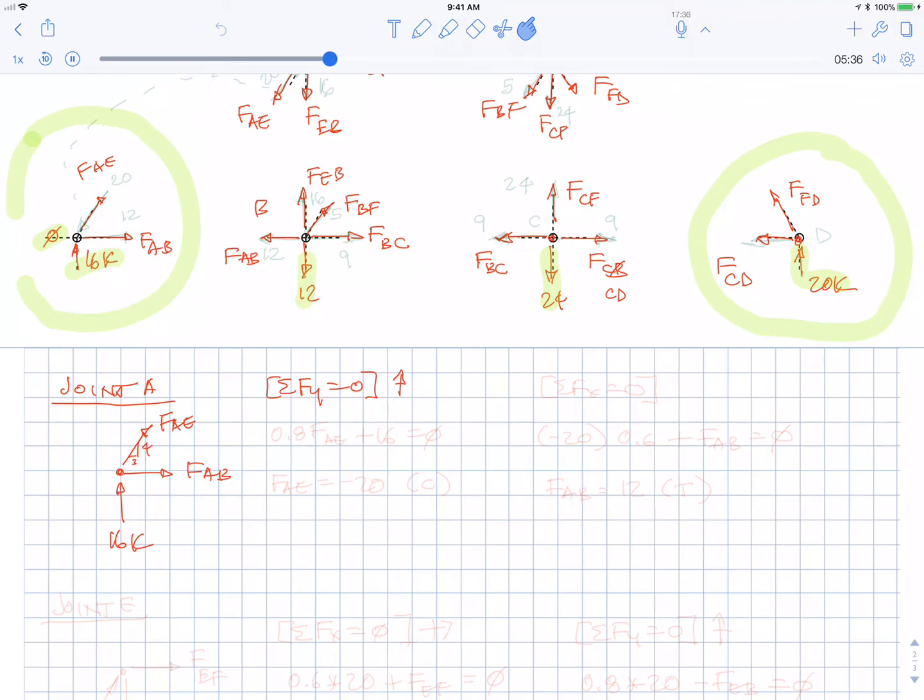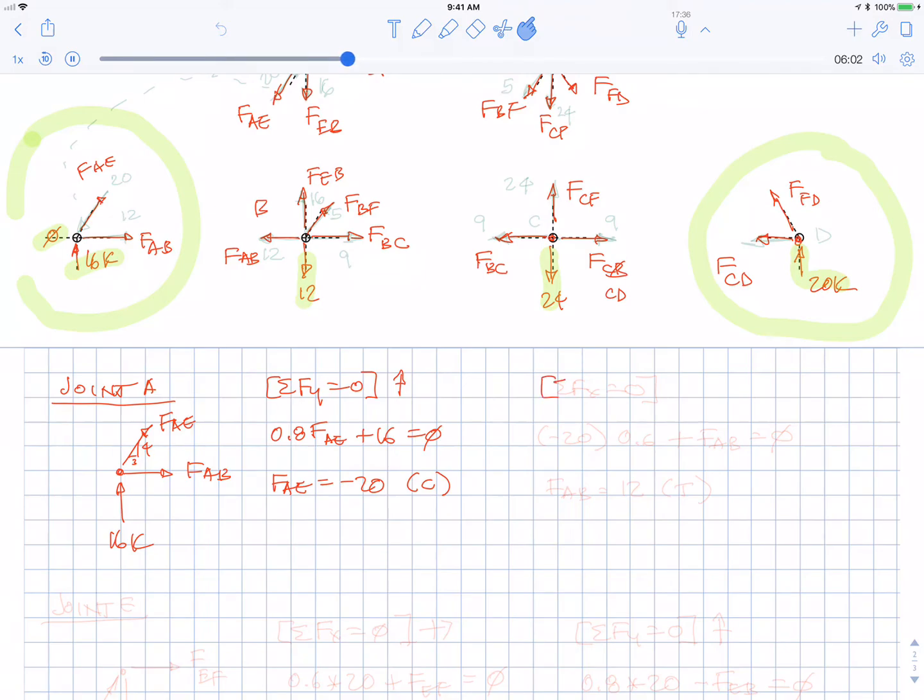So the y component is 4/5 or 0.8. So 0.8 FAE plus 16 equals 0. That means FAE is minus 20, which means compression, because I drew them all away as in tension, so it's coming into the joint as compression.